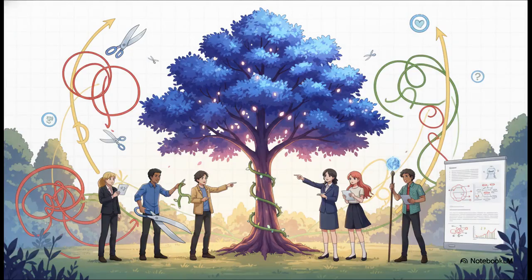So this component acts like a gardener for the model's knowledge graph. It's constantly on the lookout for any of these cyclical connections, and it just prunes them away. This forces the model's entire knowledge base to maintain that clean, tree-like structure.